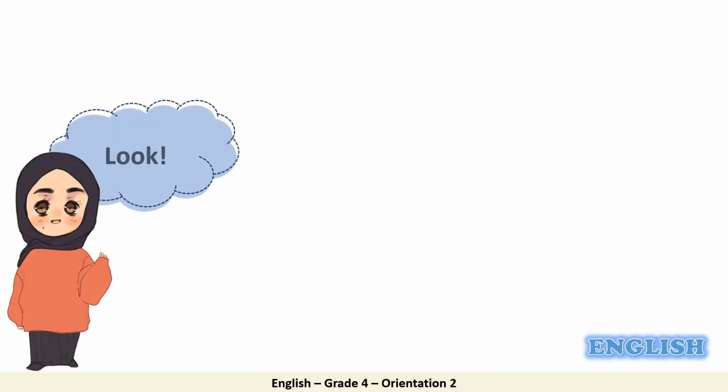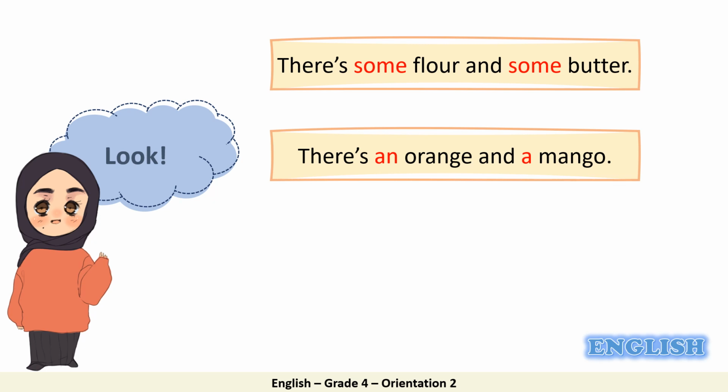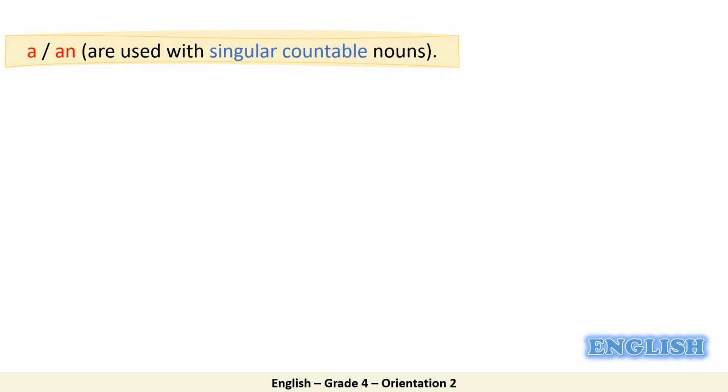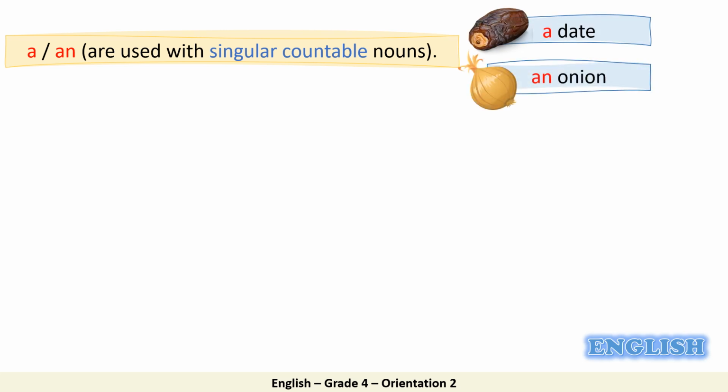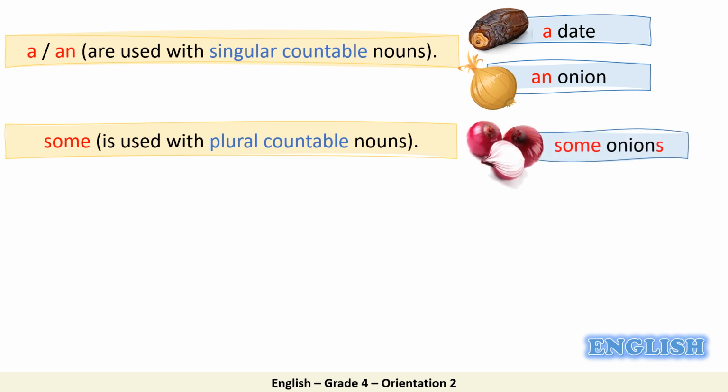Now look at the following sentences and read them with me. There's some flour and some butter. There's an orange and a mango. There isn't any juice in the fridge. Let's go over the use of the words in red. A and an are used with singular countable nouns, such as a date, an onion. Next, some is used with plural countable nouns. For example, some onions, because we can count them.